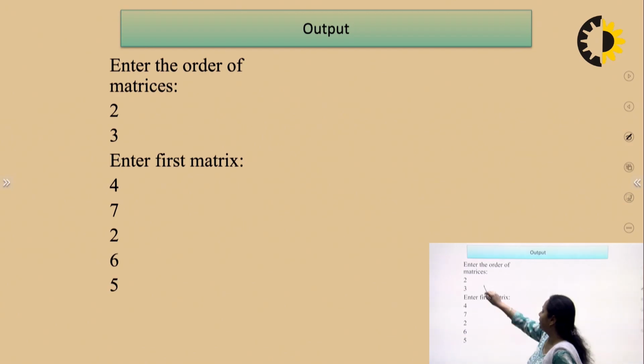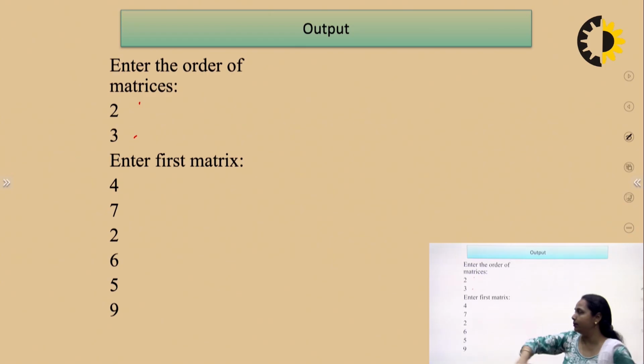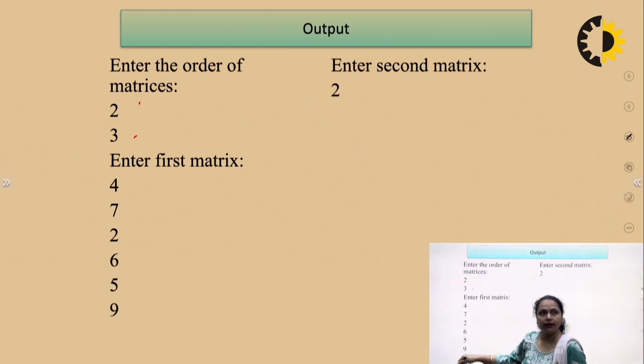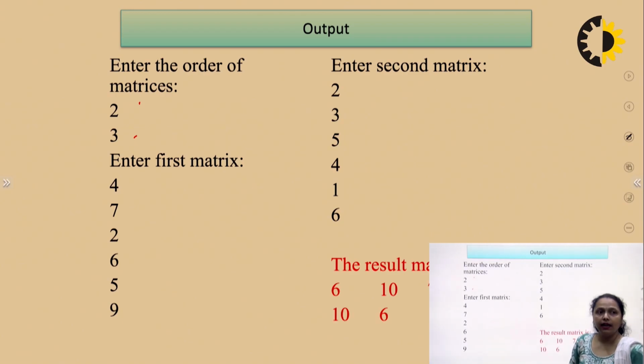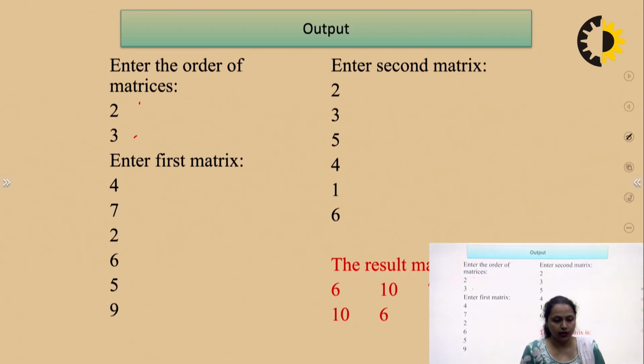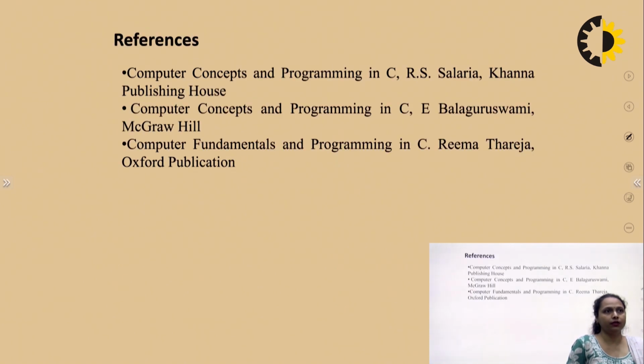For example, I have taken the order 2 cross 3. So for 2 cross 3, a total of 6 elements are taken in the first matrix. In the second matrix, 6 elements are taken, and the resultant matrix is this. I hope the concept of matrices is clear to you all. In future, we will discuss some more complex topics.